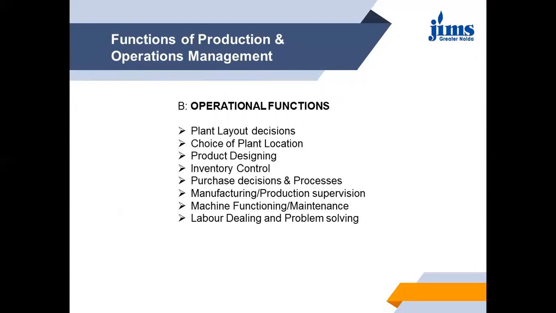A quick gist of what all decisions and functions are performed by a production and operations manager on a routine basis in his department. As I already told, he has to take decisions related to plant layout. Now, plant layout is how machines will be placed inside the plant, what will be the space given to the workers, how will these machines be connected to each other, how will the total plant or factory look like. All such decisions fall under the operational functions of a production and operations manager.